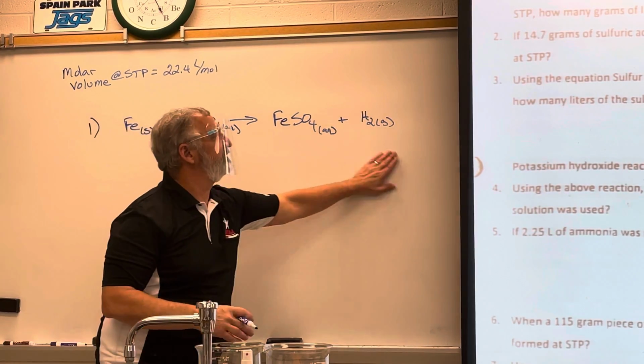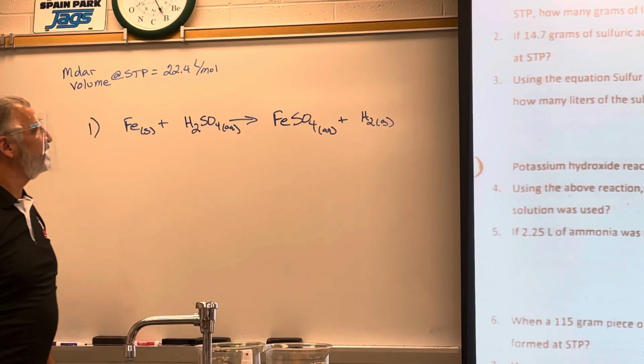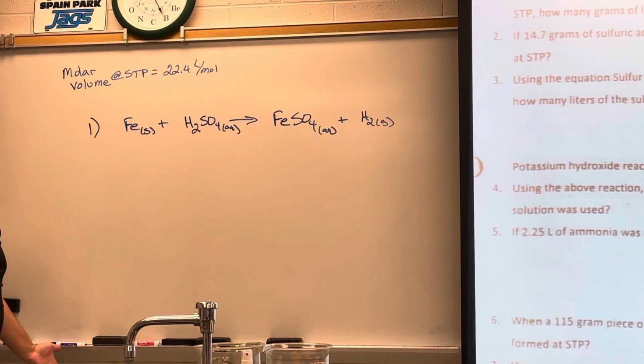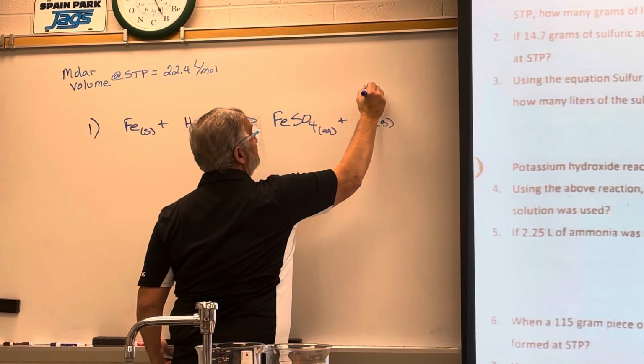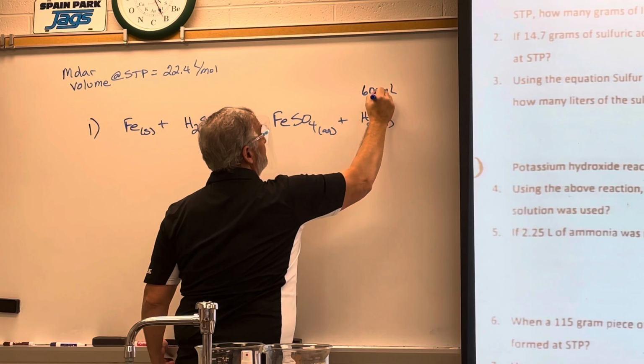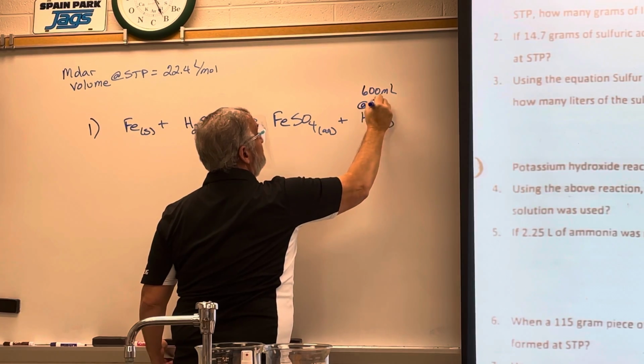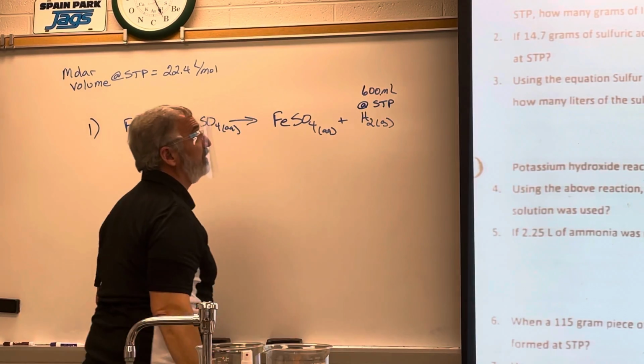Here we go, let's look at this. Okay, so here's my balanced equation. It's nice and easy. It's all 1 to 1 to 1 to 1 to 1. That's great. Okay, what am I given? I'm given 600 milliliters of hydrogen gas, and it's at STP. That's important.